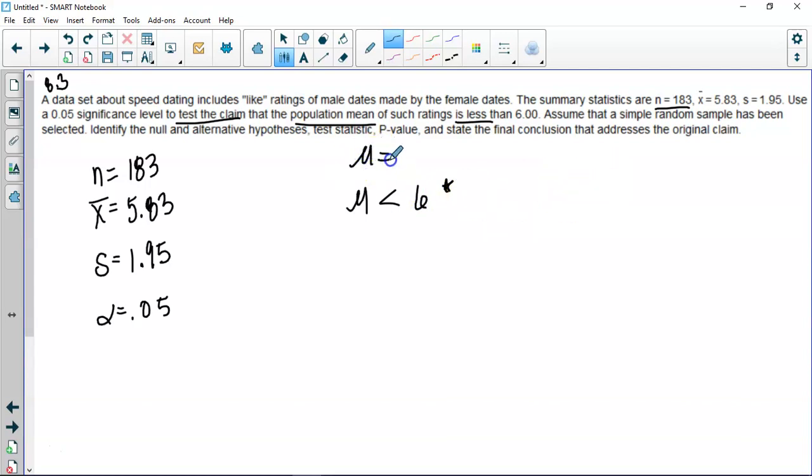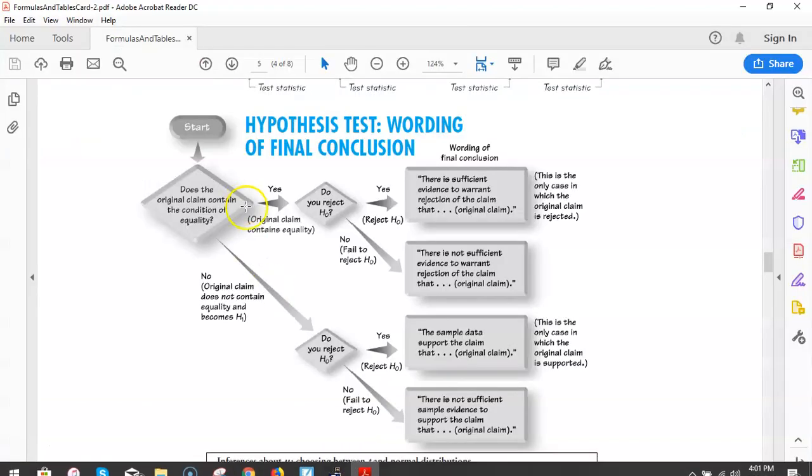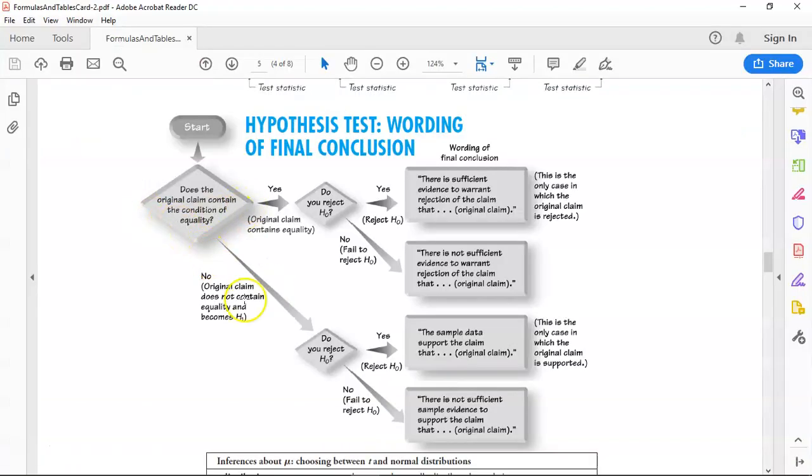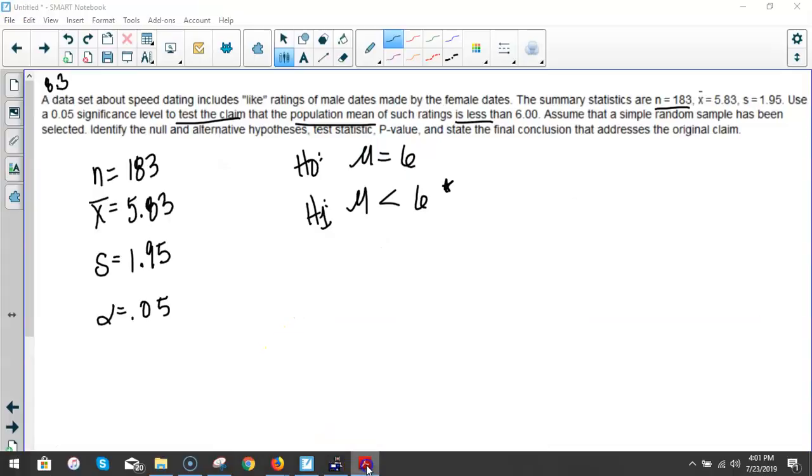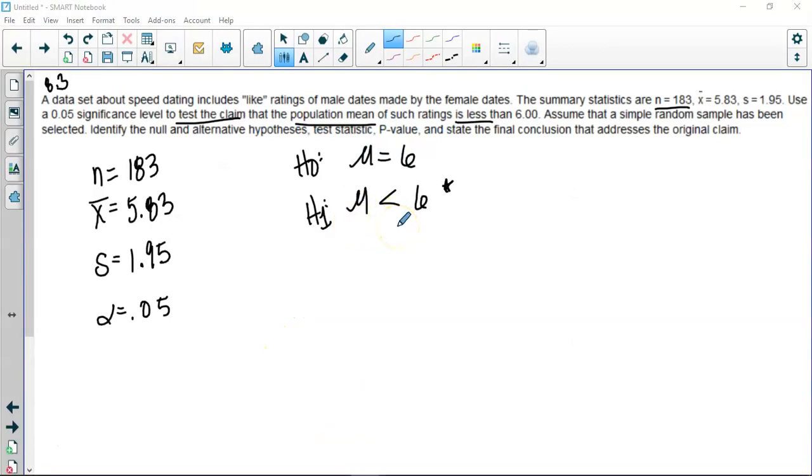The opposite of less than is greater than or equal to. And all I really need is the equal to, because if I say equal to, that's the null. You can put greater than or equal to, but you don't need to. So that's my null. And here's my alternate, and in this case, my claim is my alternate. So when I go to the little flow chart, and it says, did your original claim contain the equality? No, it did not, because it doesn't say equal to, it says less than. So let's see if we can test this claim.